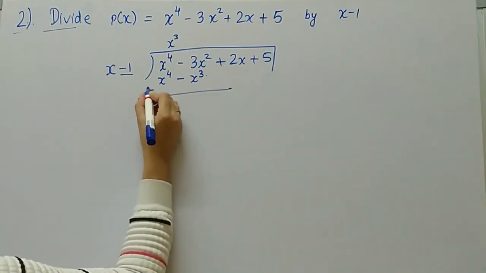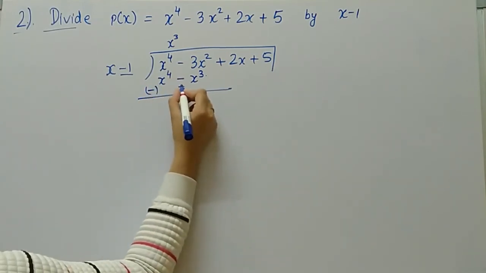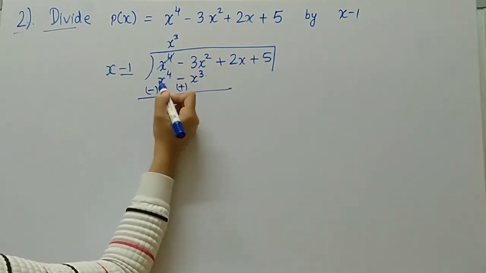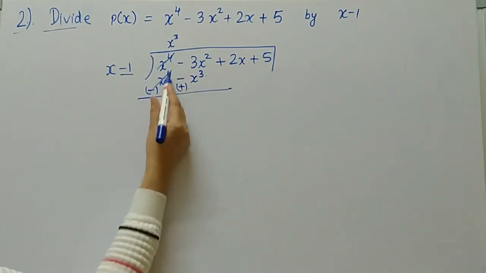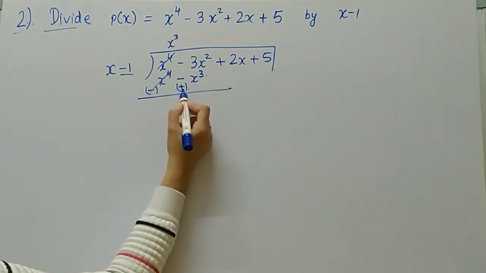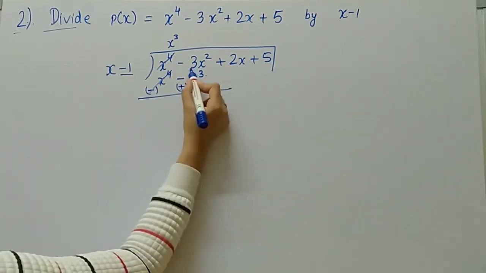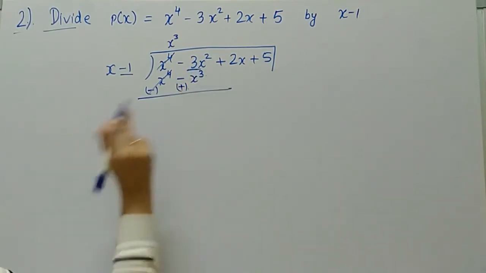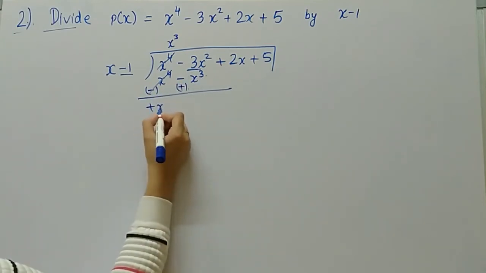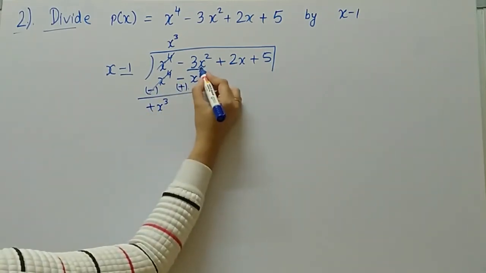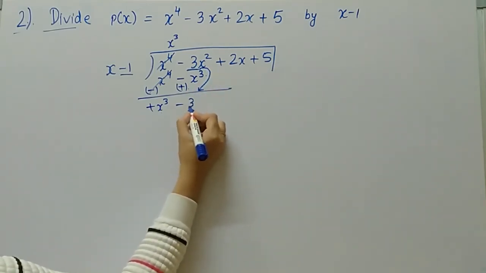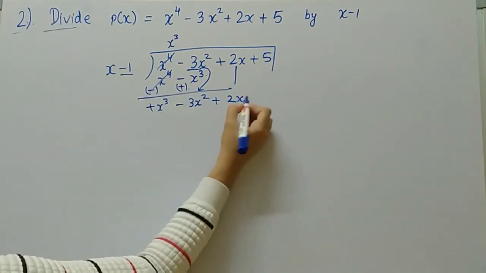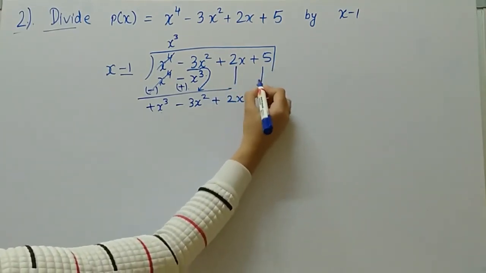So now if we subtract, the sign will be changed. So x to the power 4 and minus x to the power 4 will be cancelled. So we will get plus x cube. But there is no term which contains x cube in the original, so we will write plus x cube as it is. And minus 3x square plus 2x plus 5.